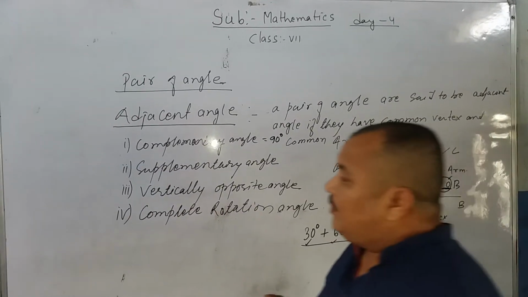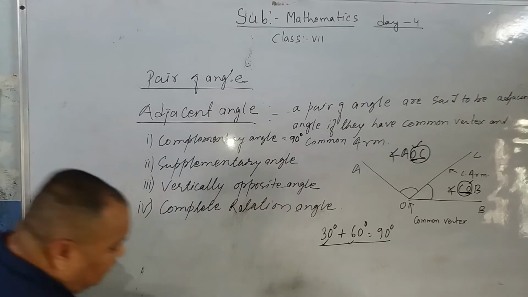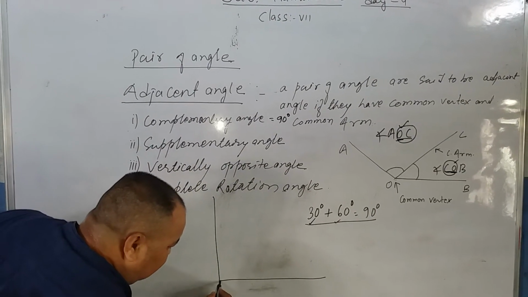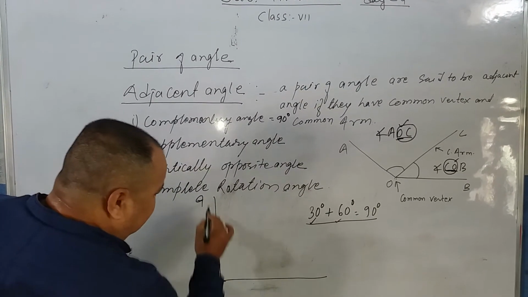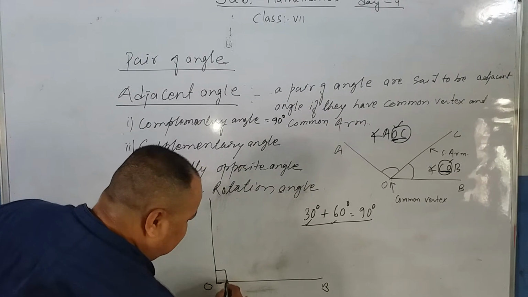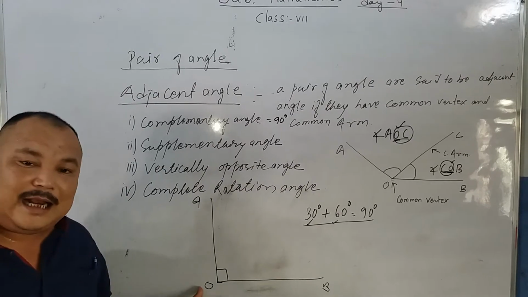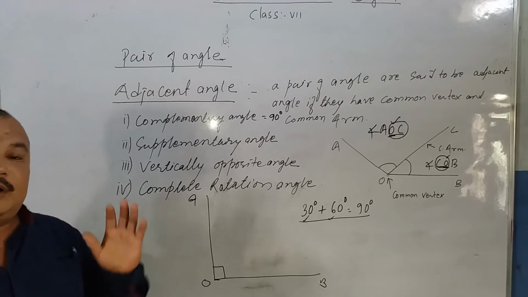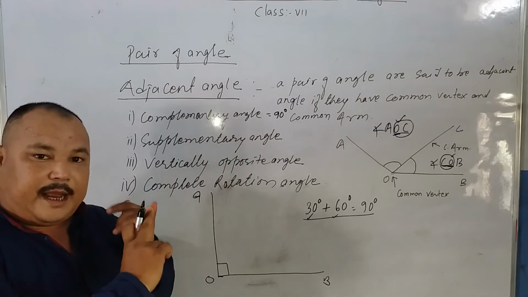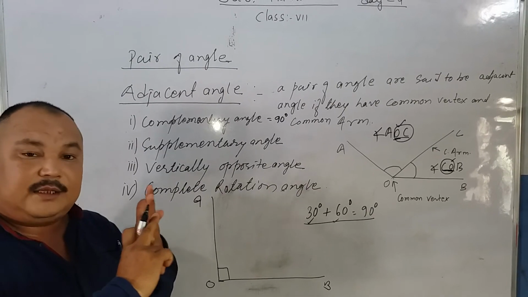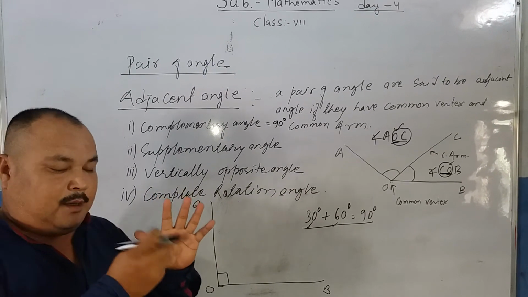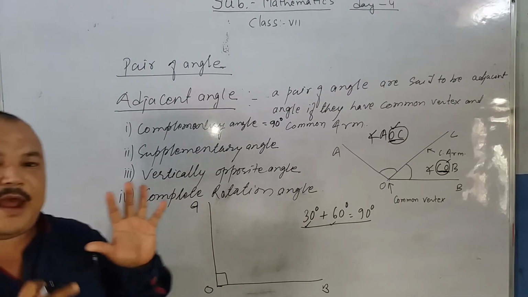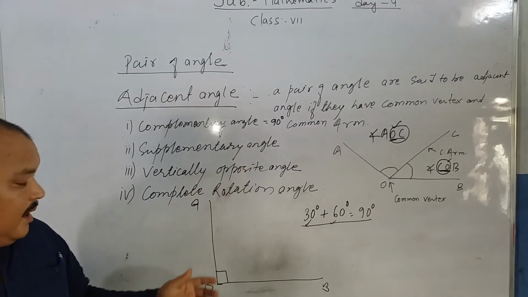So complementary is equal to 90 degrees. It is a right angle, and you know that AOB is a right angle. A right angle is a single angle. We know the five single angles we learned in the previous classes: acute, right, obtuse, straight and reflex angles. My dear students, you learned these five single angles in the previous class.